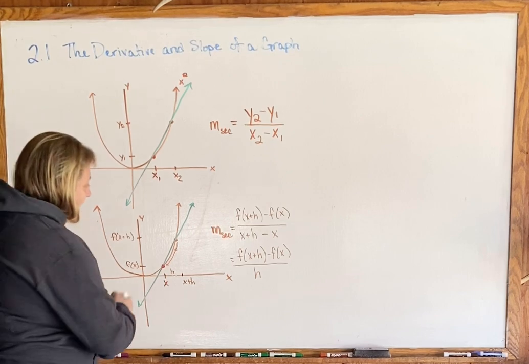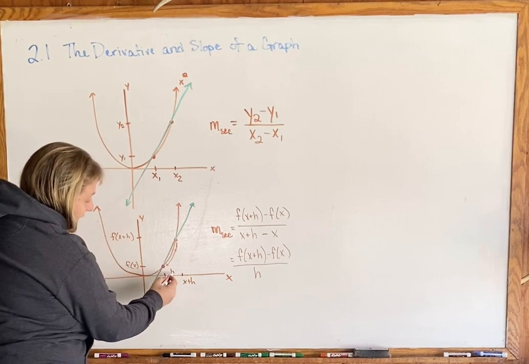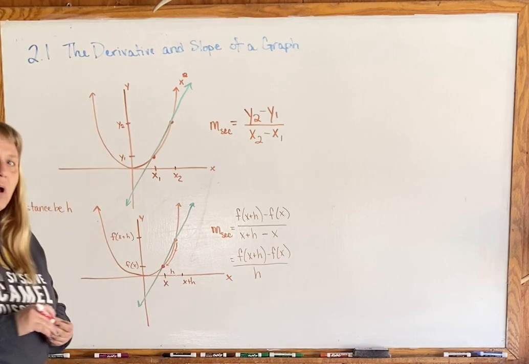But here's the thing. As we bring this point down closer to our original point, this h is going to get smaller and smaller, right?